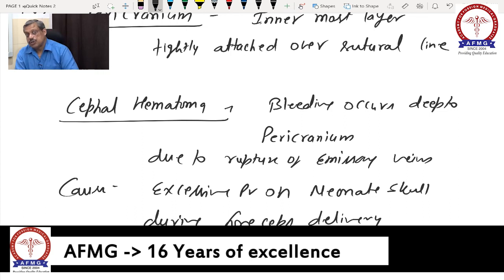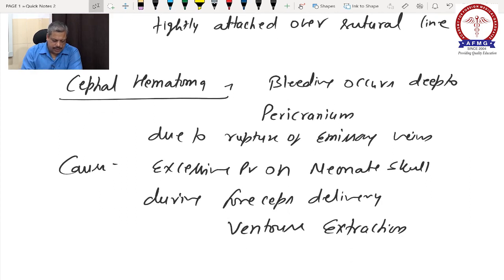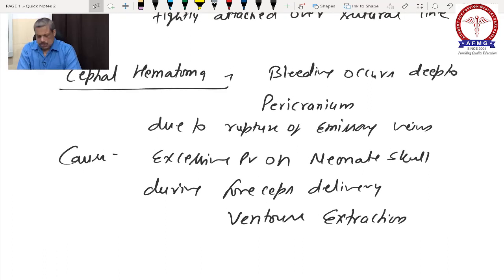The vacuum delivery, ventouse extraction. Excessive pressure on the neonate skull, or fetal skull, will cause formation of the cephalhematoma. Clear? This is an important question. Clear? Also asked in the gynae exam. This cephalhematoma is never present at birth.